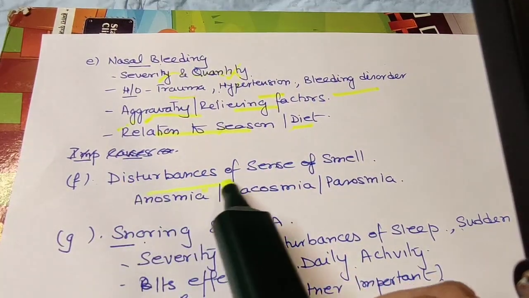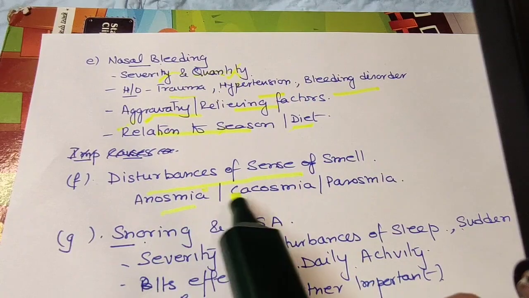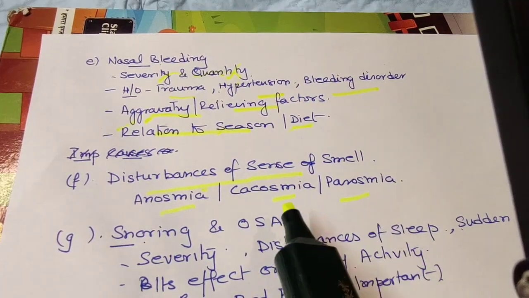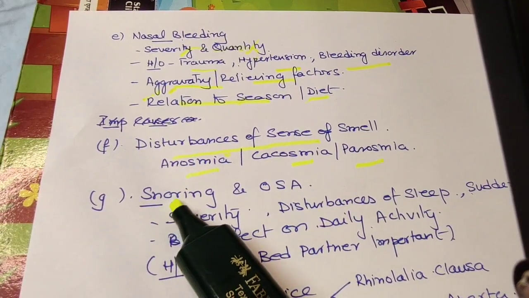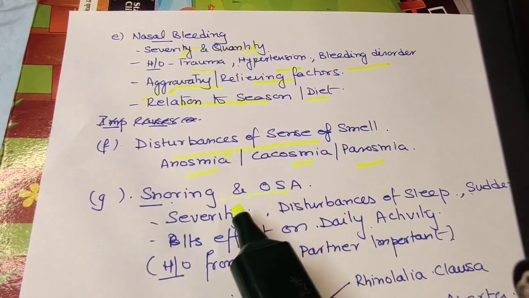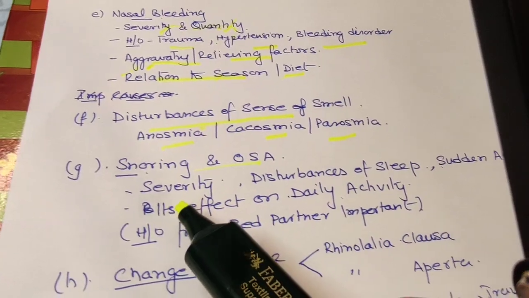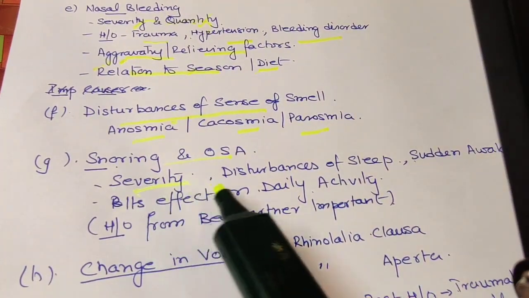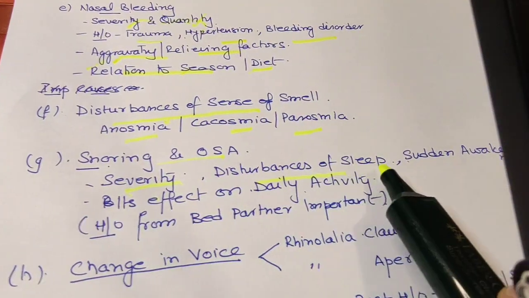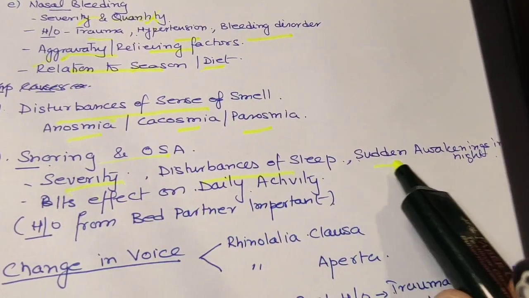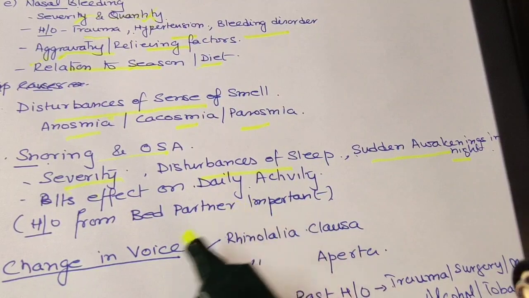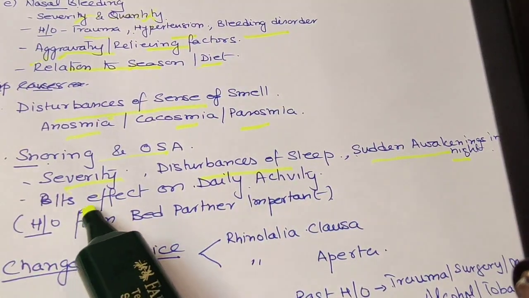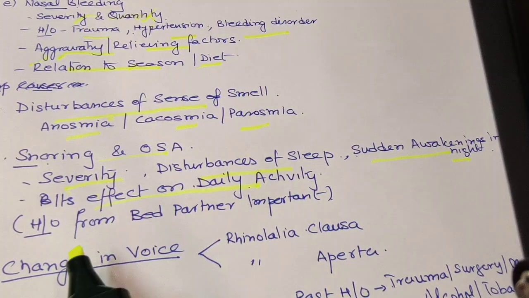Then disturbance of sense of smell, as I told you, anosmia, cacosmia, and parosmia. We've already talked about the causes. That has to be looked into. Then another is snoring or obstructive sleep apnea. You have to see the severity, the disturbances of sleep, and whether there is any history of sudden awakening in the night or cessation of breathing in the night, and how badly it affects the daily activities.